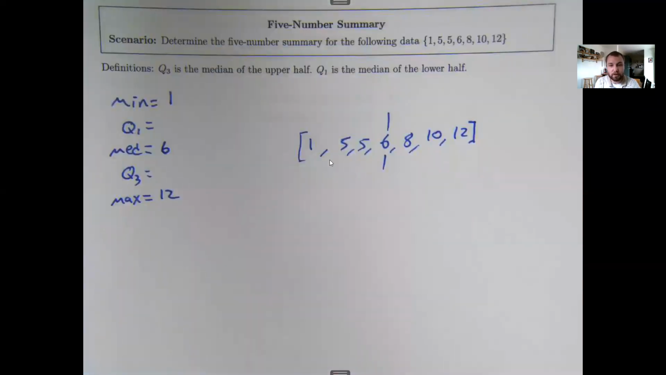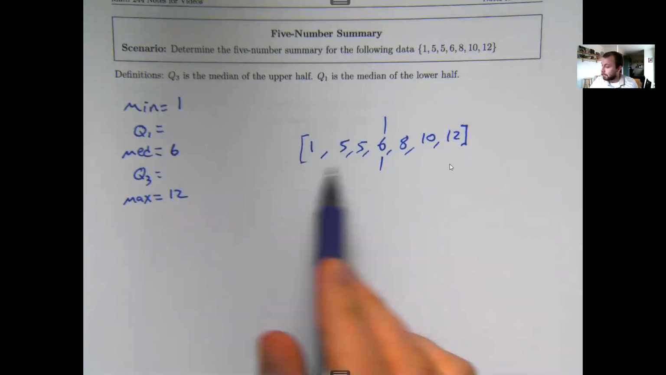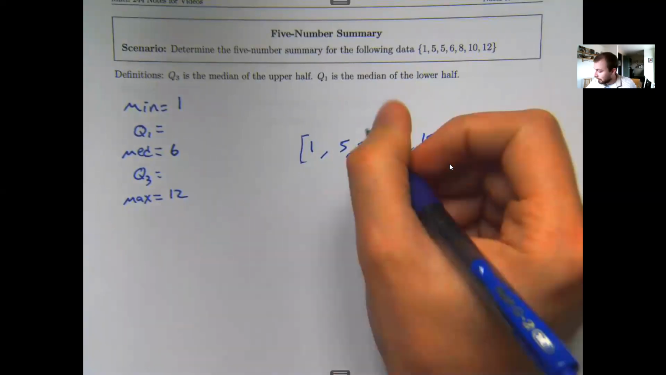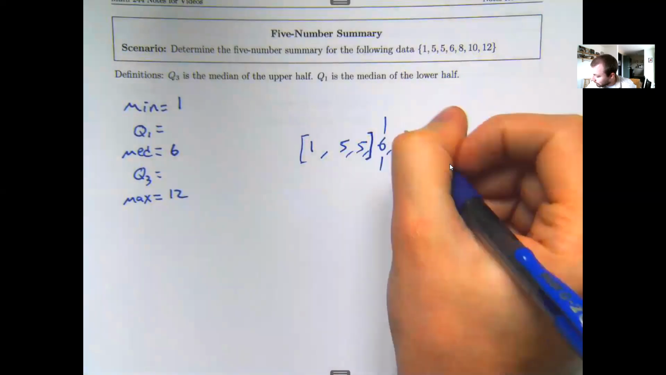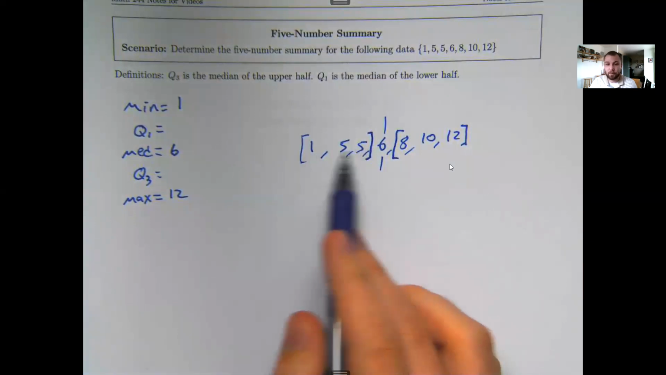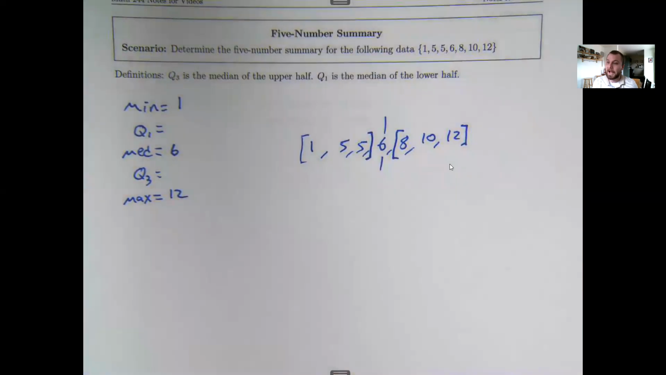I now have this broken up into halves, a lower half and an upper half. Now, my goal is always to split this as equally as possible. So if I had 8 numbers, for example, I would have 4 in the lower and 4 in the upper. I'm in a bit of a weird case here because I have 7. So if you happen to have an odd number of terms, just make sure you split as evenly as possible. So in this case, I'm going to have 3 numbers in the lower half, 3 numbers in the upper half, and I'll ignore the middle number if it happens to be an odd number of values.